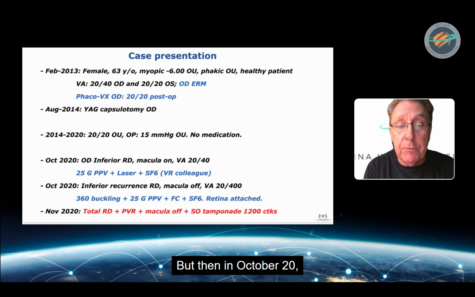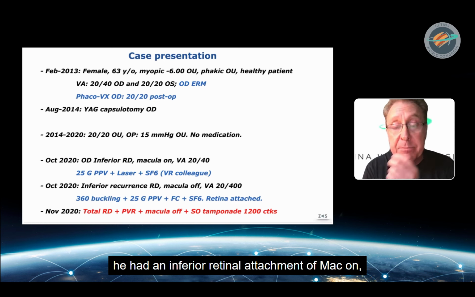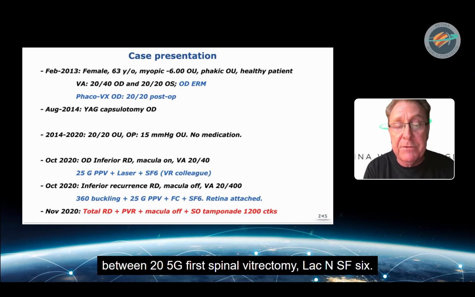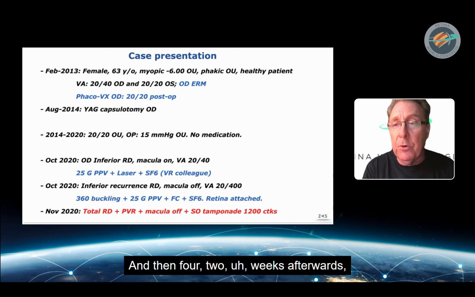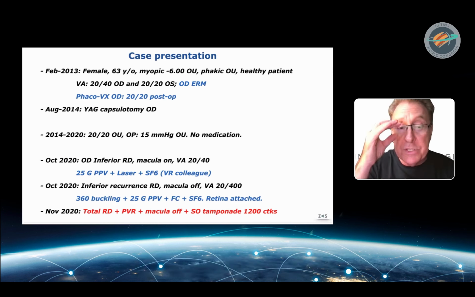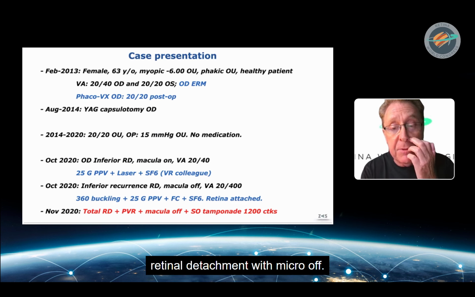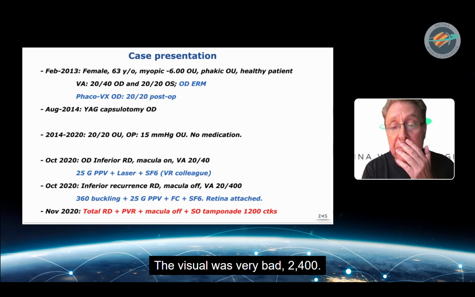But then in October 2020, she had an inferior retinal detachment with macula on, and another colleague did a 25-gauge pars plana vitrectomy, laser, and SF6. And then 2 weeks afterwards, she sent us the patient with a recurrent retinal detachment with macula off. The visual acuity was very bad, 20/400.